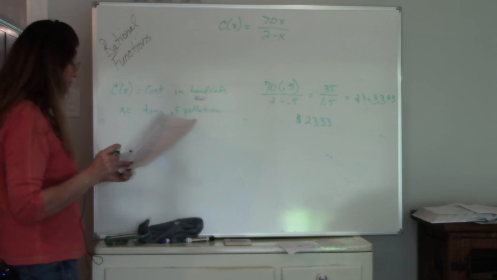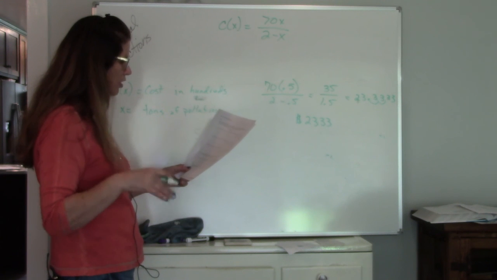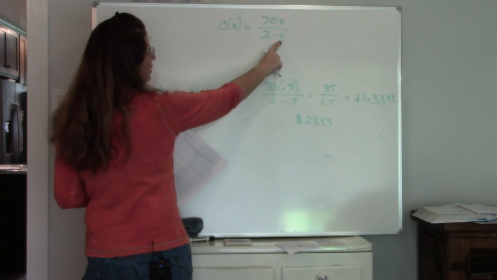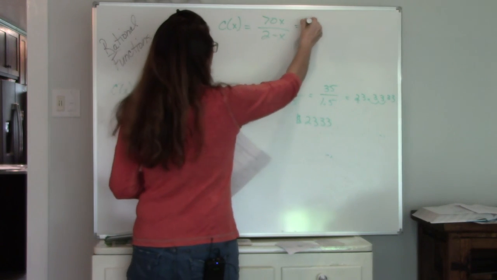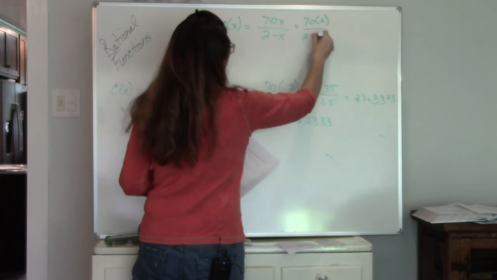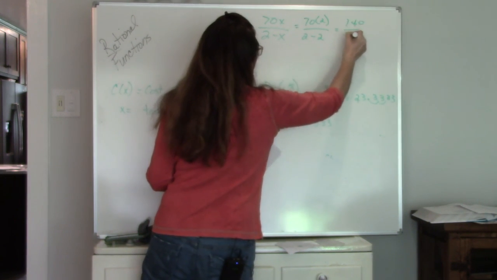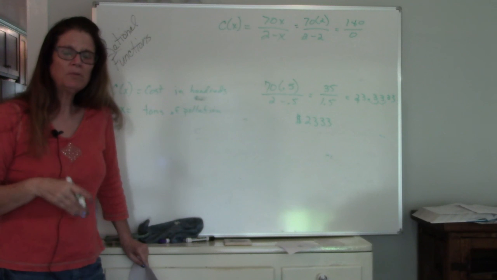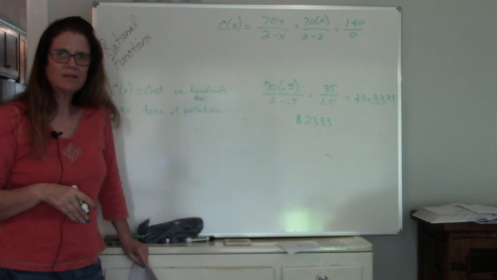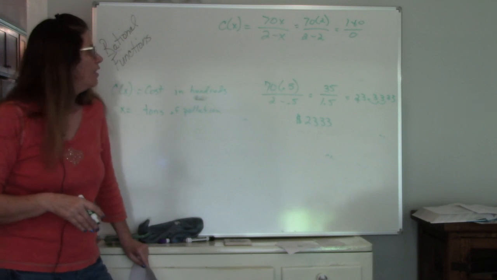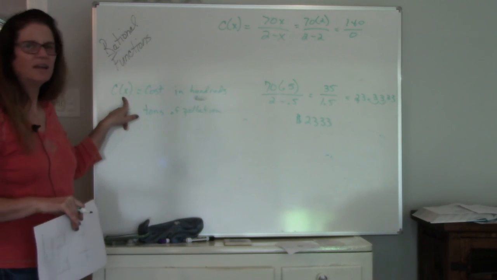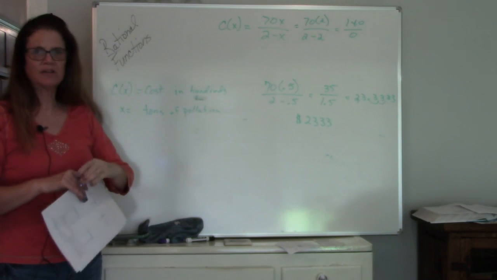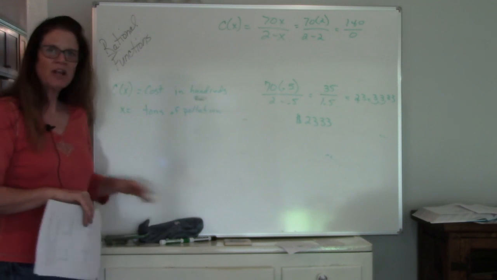And then B says, explain what happens if NVC attempts to remove all 2 tons of pollution. If I plugged a 2 in here and here, I'd end up with 70 times 2 over 2 minus 2, so 140 over 0. What that tells you is you cannot remove all 2 tons because it would make it undefined. So what it means is that the cost is an infinite amount. There's no stopping point with the cost if you try to remove all of the pollutants. Okay, that's rational functions.